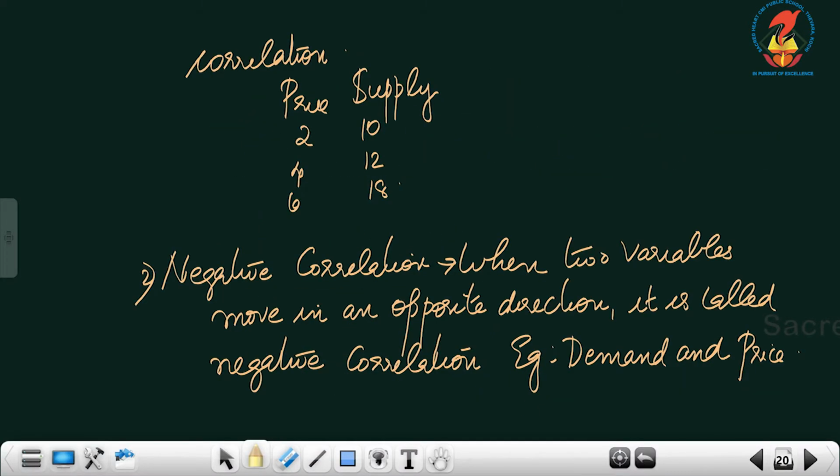This is the example which I have given you. When price is 2, supply is 10. When price is increased, supply is also increased. When price is increased to 6, supply is also increased to 18. Positive relationship. Next is negative correlation.